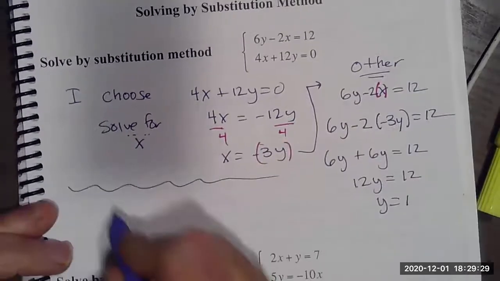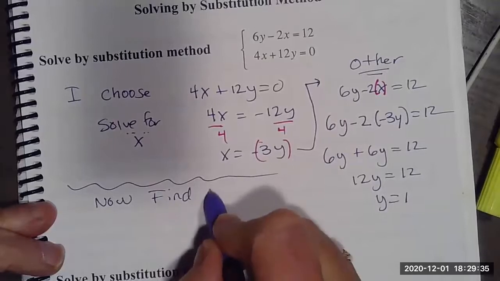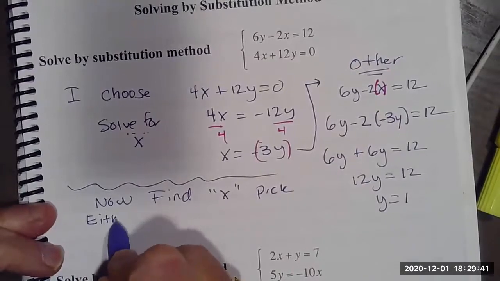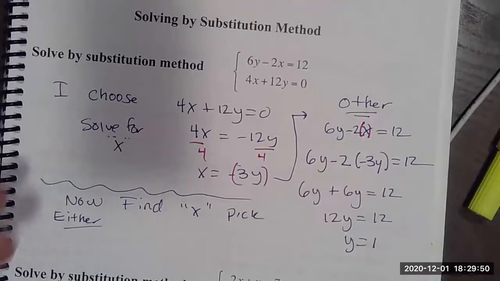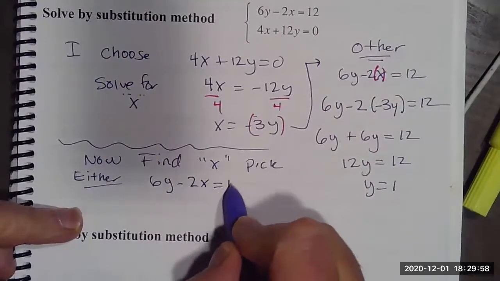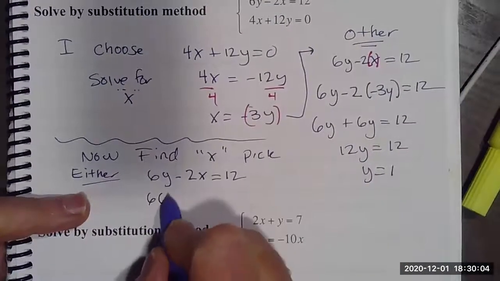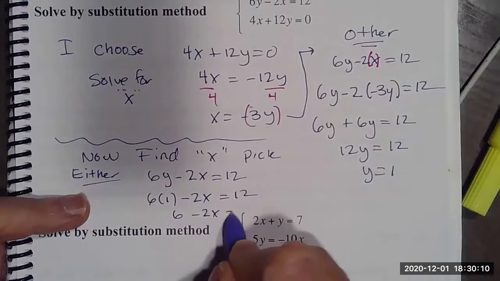Now find the x. Pick either. Not the other, but pick either. I'll pick the 6y subtract 2x. It doesn't matter which one, the second step, it doesn't matter. y is 1. Okay, so you go 6 times 1 minus 2 times x is equal to 12. 6 subtract 2x is equal to 12.